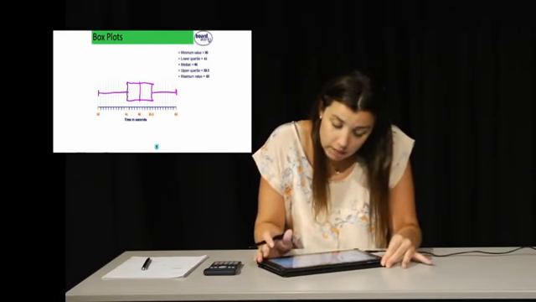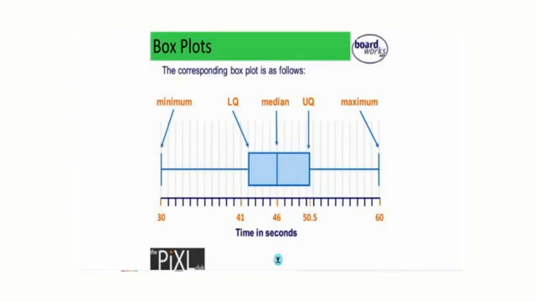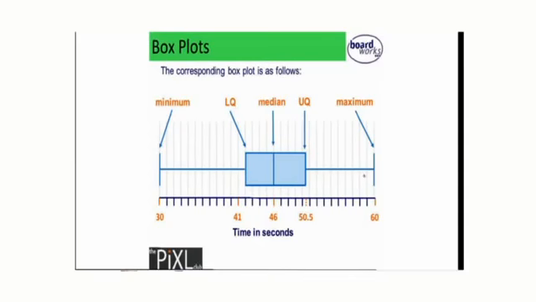frequency graph. If I can just show you here now, for your reference, for any box plot: minimum, lower quartile, median, upper quartile, maximum.